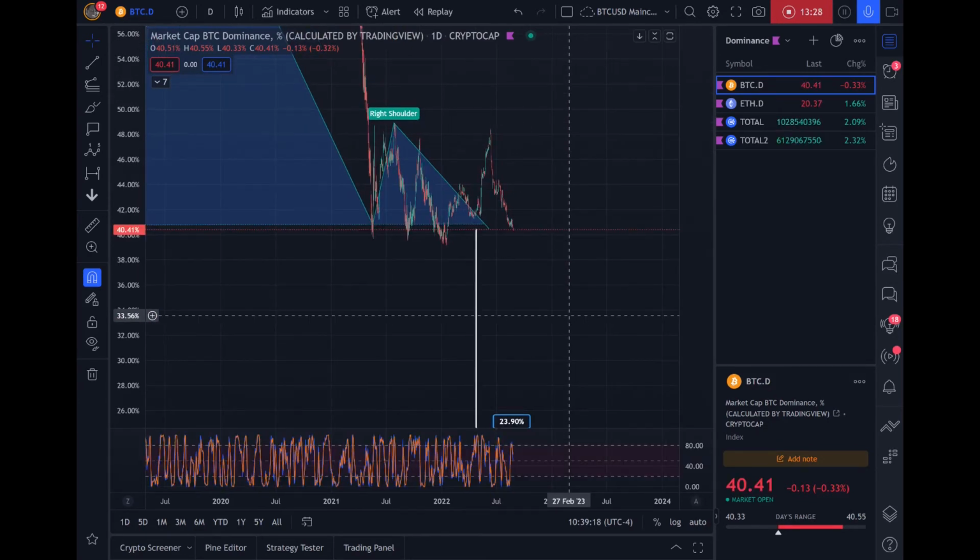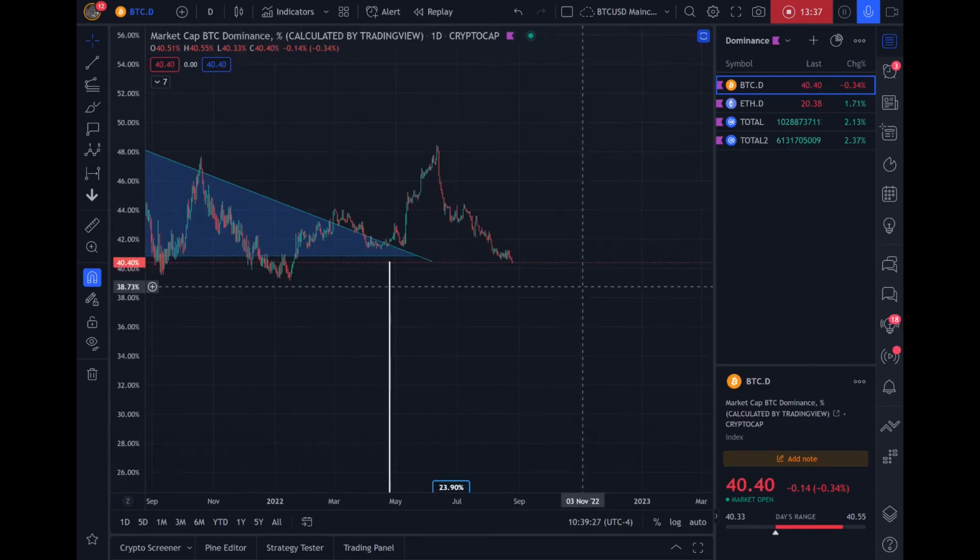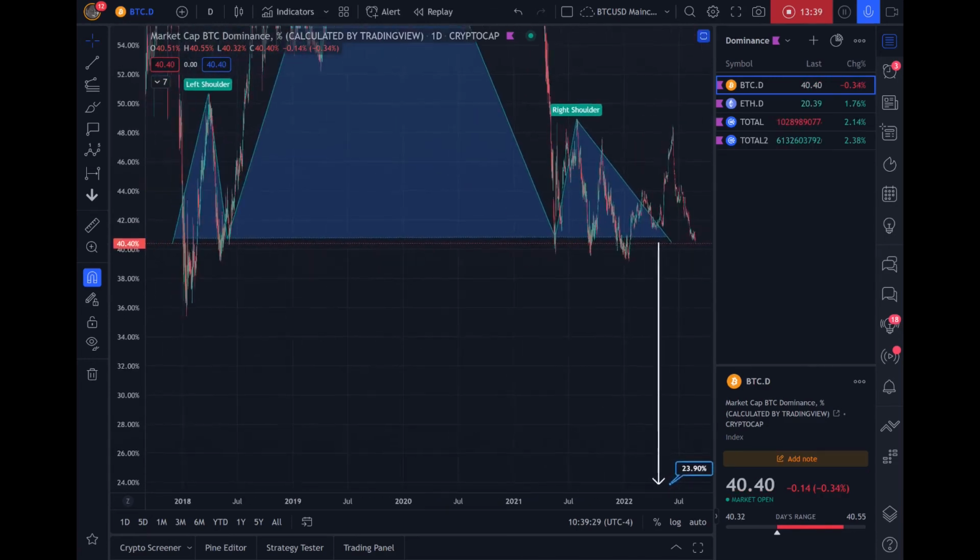Okay, and if you turn on your momentum indicator on the daily time frame, you can see it doesn't look like that momentum is going to stop anytime soon. So do expect Bitcoin dominance to plunge.